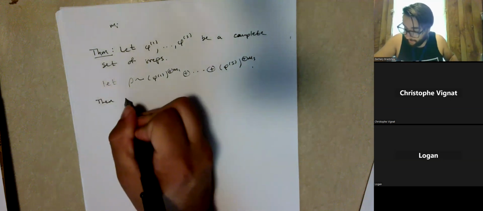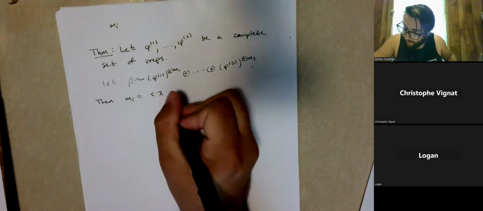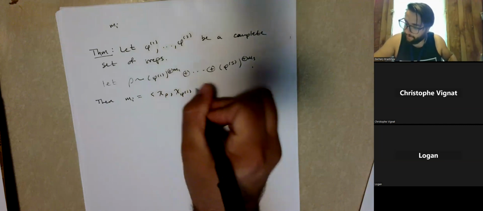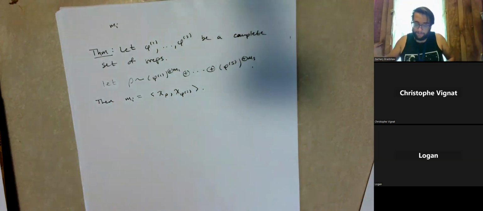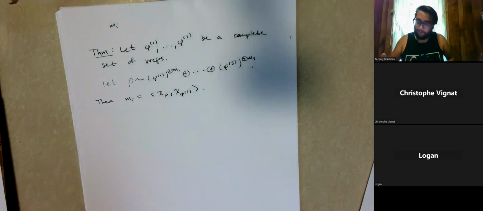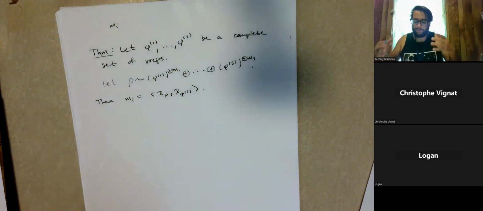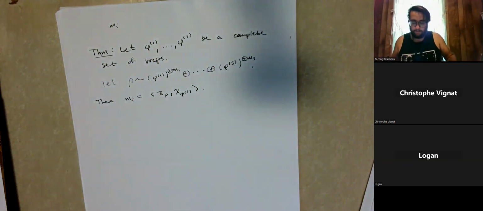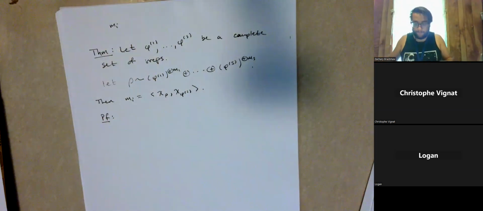Well, then m i is the inner product of chi rho with chi phi i. And consequently, the decomposition of rho into irreducible constituents is unique, and rho is determined up to equivalence class by its character. Okay, so this is the big theorem. Let's prove it. Actually, it's not hard.